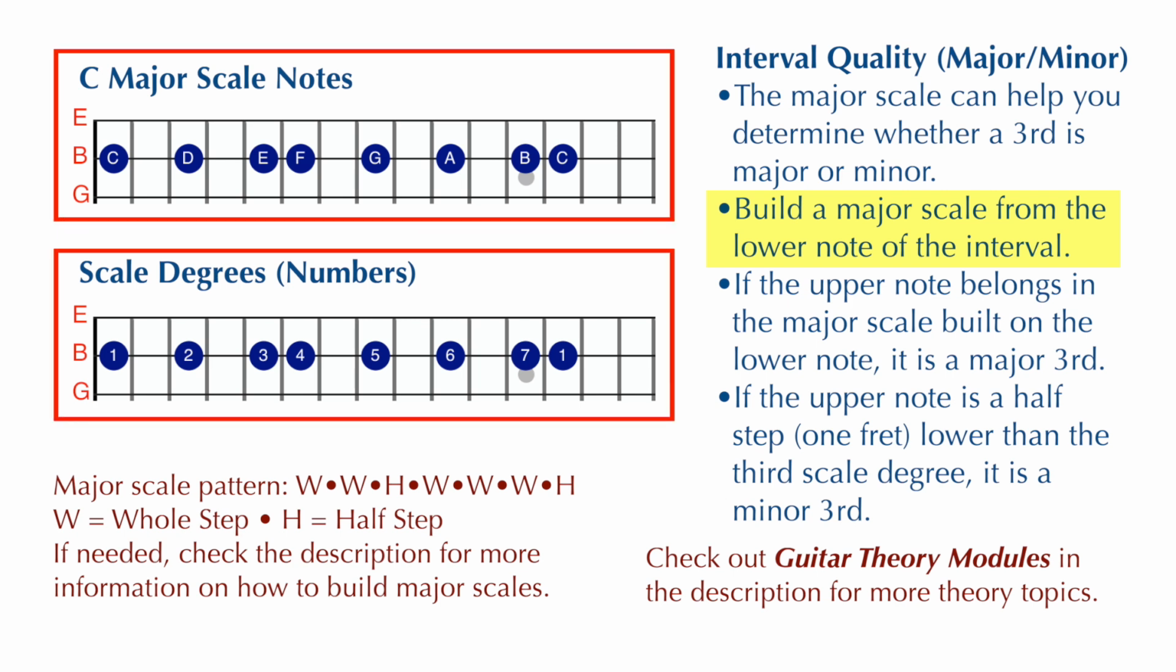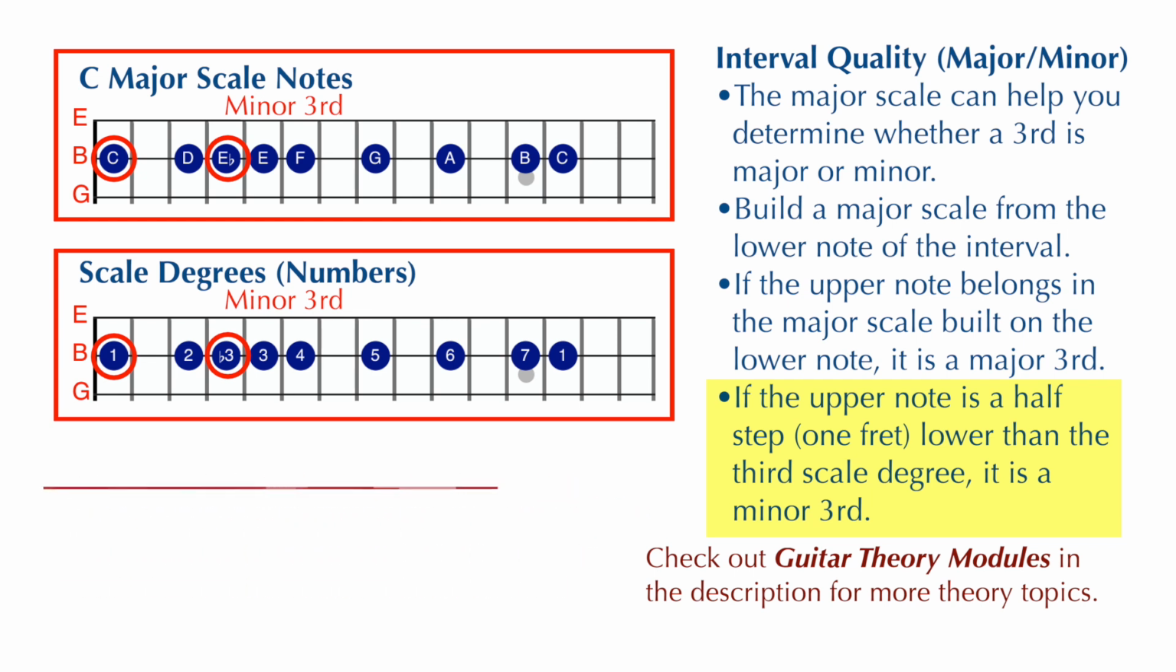For example, when you build a C major scale using the whole step, half, whole, half pattern, you get C, D, E, F, G, A, B, and C. The note E is the third note of a C major scale. It belongs in that scale, so E is a major third higher than C. If you lower that E to E flat, that E flat is a minor third higher than C.